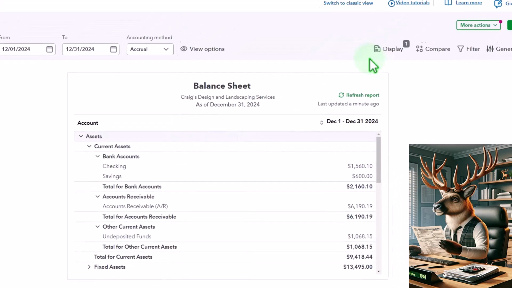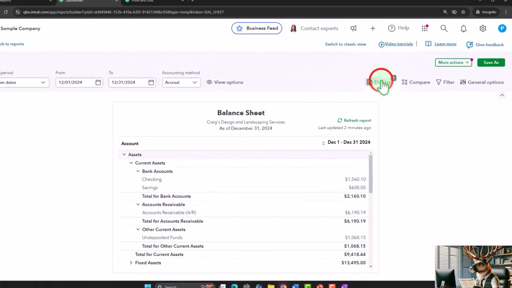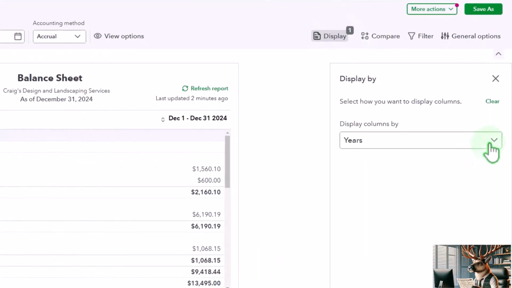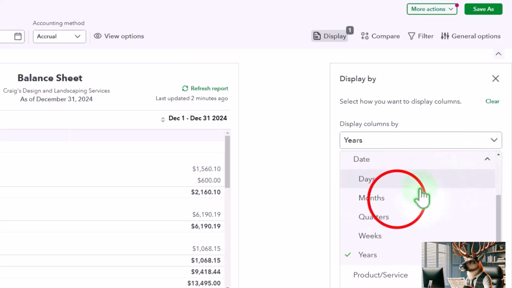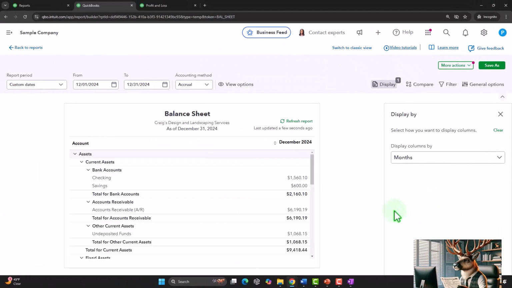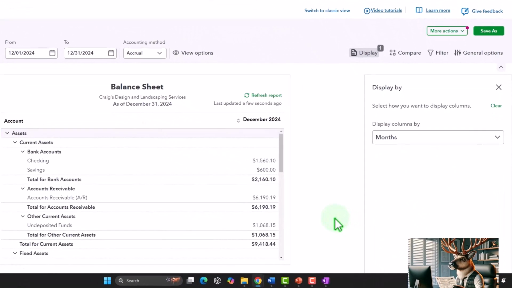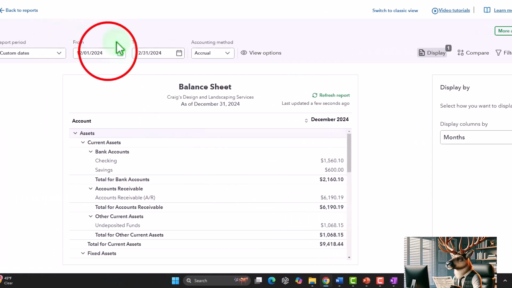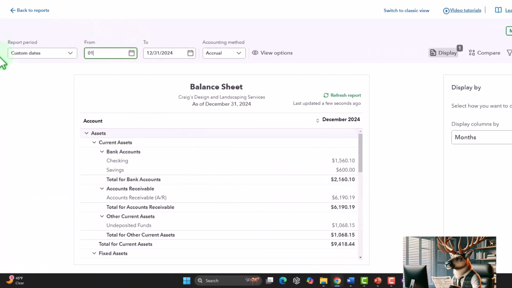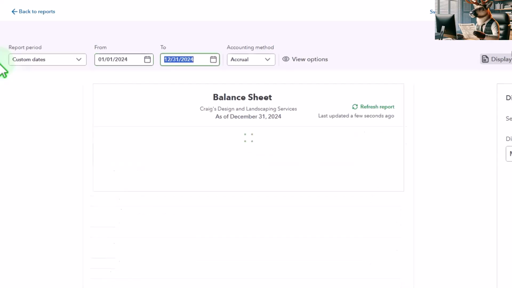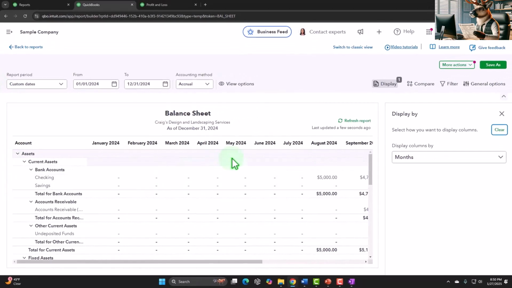So then we have the display. So if I go into the display, now we've been looking at it basically in years. So we could look at it, say, in months versus the years. Now, of course, there's only 1 month. Let's change it. Let's go from 01/01/24 to 12/31, and that's going to give us all of our months.